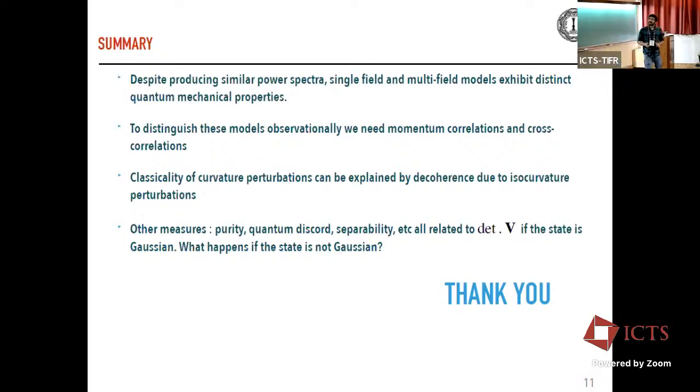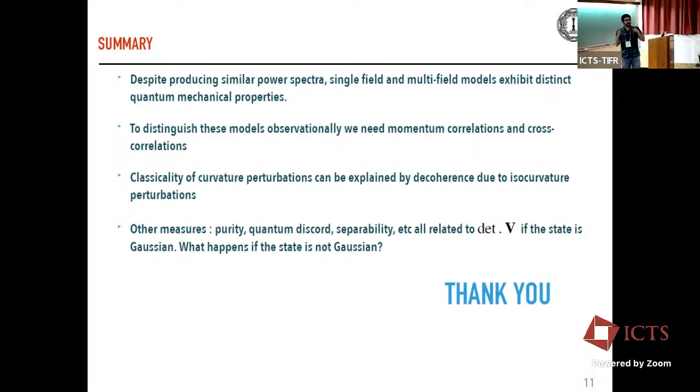So, as I said, from a given power spectrum, we cannot distinguish whether this power spectrum is produced from single or multi-field, but the determinant V is actually some combination of correlation functions. And these correlation functions also contain momentum correlation functions. But the curvature power spectrum is simply the curvature power spectrum. It doesn't contain any momentum correlation functions or cross correlation functions.